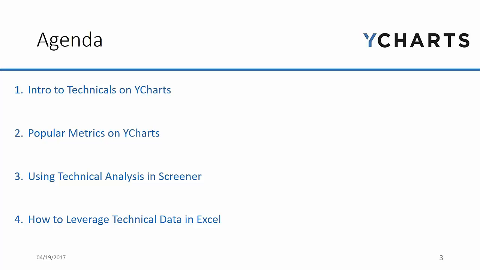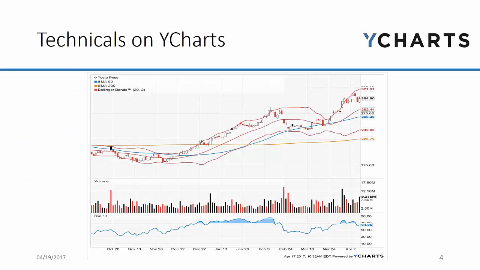So let's get started. First, here is a basic view of how a technical chart looks on YCharts. As you can see, it's very easy to read, but we also have a lot of metrics on here. This is just a basic candlestick chart for Tesla, and as you can see, there's the 50 and 200 simple moving averages on the chart, and also Bollinger Bands. And below you have volume and RSI.